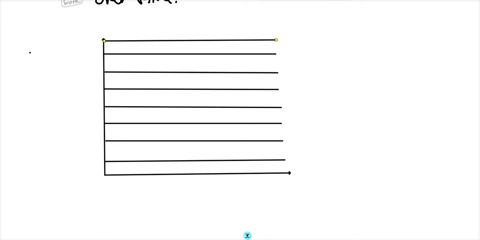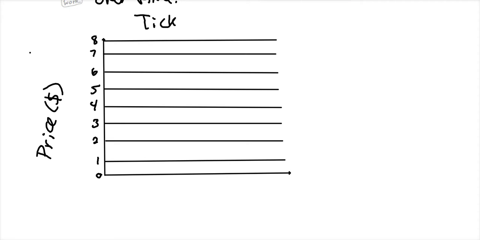All right, so let's label this. This is going to be 0, 1, 2, 3, 4, 5, 6, 7, and then we'll have 8 way up here. This is going to be price, and this will be dollars, of course. Let's give it a title. This is called ticket prices. You just use the same one that they already gave you. You don't need to reinvent the wheel here.